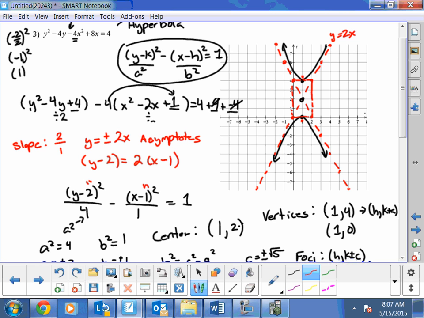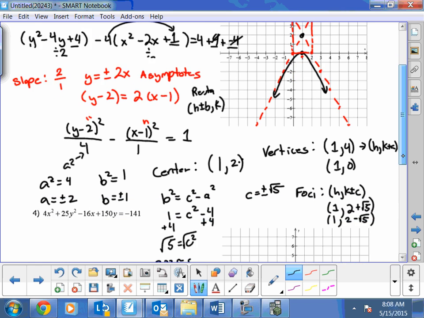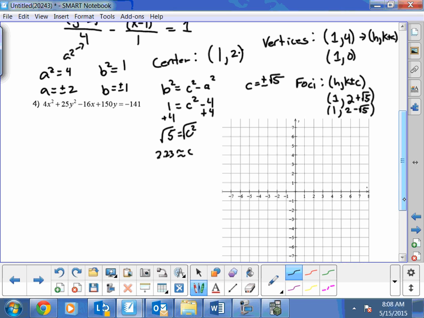So if you want to write it down, rectangular vertices: h plus or minus b, k. Now remember, this hyperbola was flipped on its side. It's going to be plus or minus k. You know, k would be plus or minus b. So you just got to keep account of all that. Lovely. Let's move on to the next one.